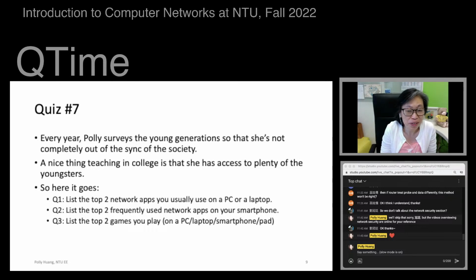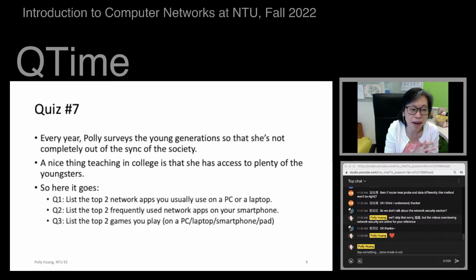And here comes quiz 7. Okay, so Polly oftentimes likes to survey you guys about what you are doing on the internet. This is how I get in sync with the rest of the world, the rest of society. What's nice about being a professor in a college is that I do have you guys. So quiz 7, very straightforward. You just speak from the bottom of your heart, please.